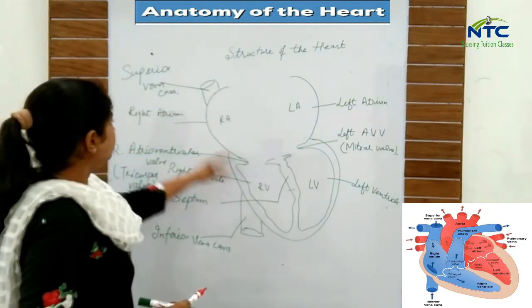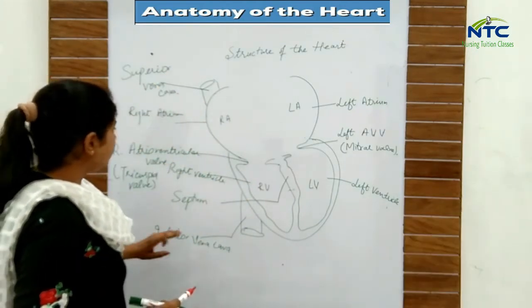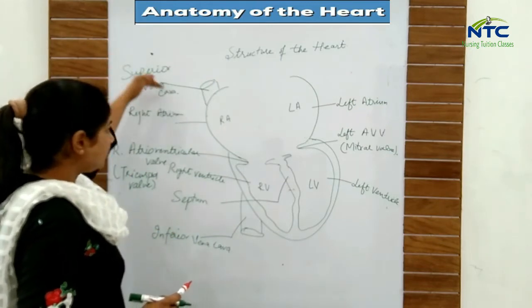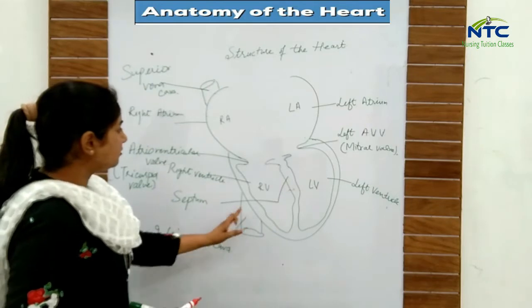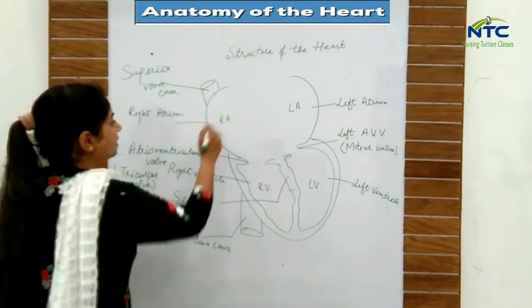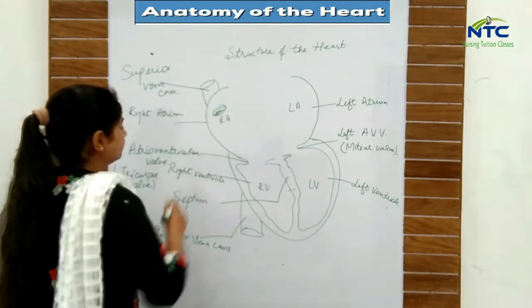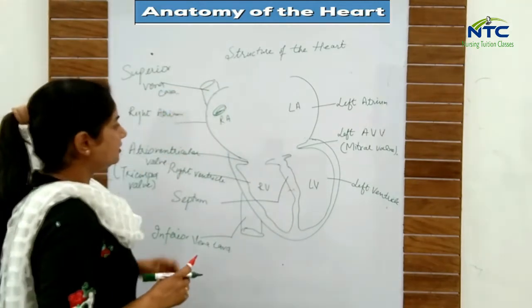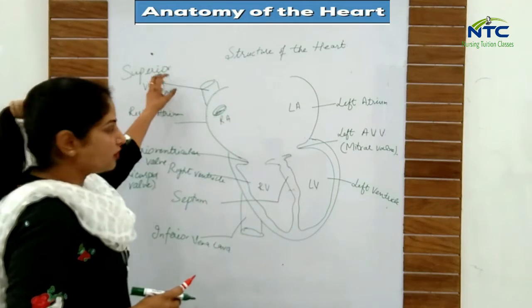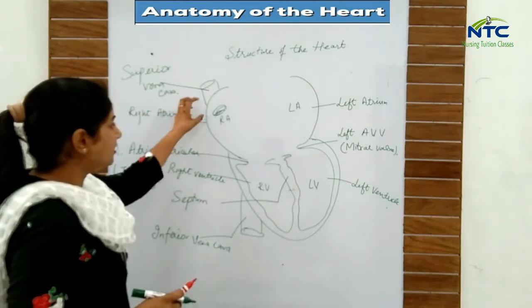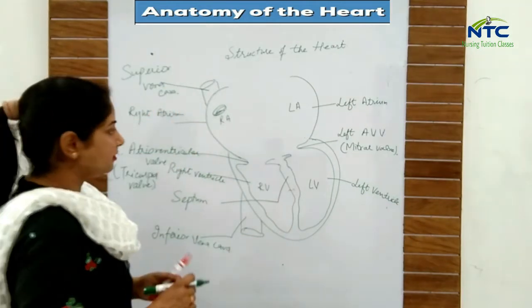In the right side there is the superior vena cava and inferior vena cava, which collect the deoxygenated blood from the upper part and lower part of the body and drain into the right atrium. Its opening is into the right atrium because its function is to collect the deoxygenated blood from the upper and lower segment of the body and drain into the right atrium.